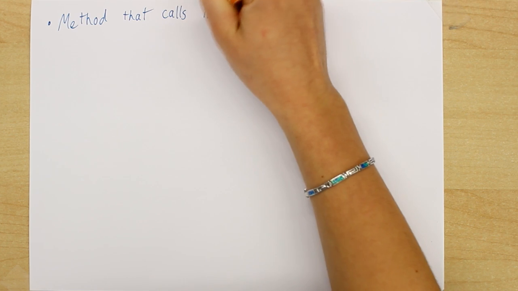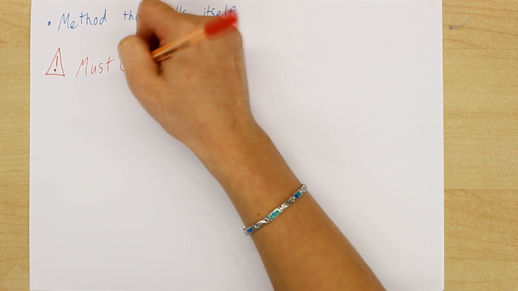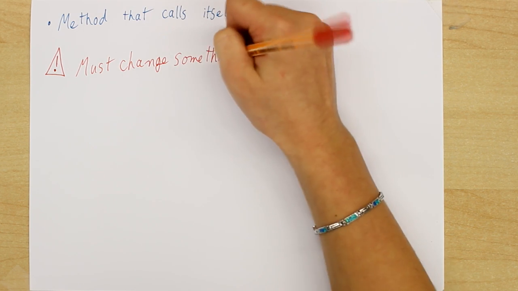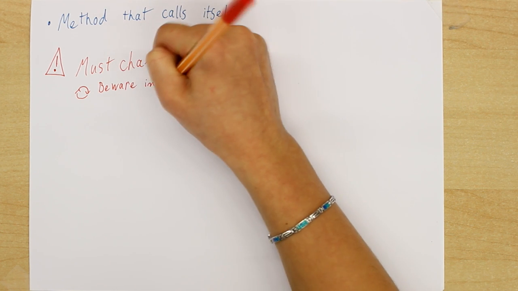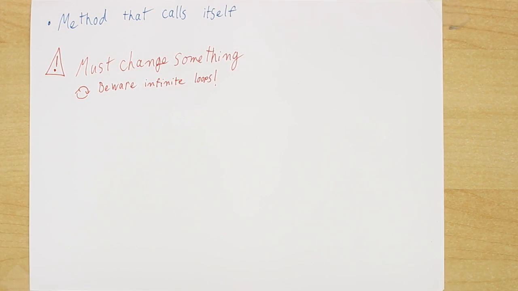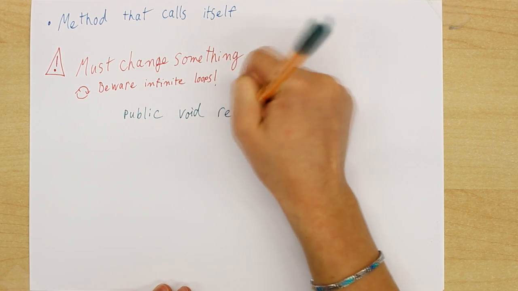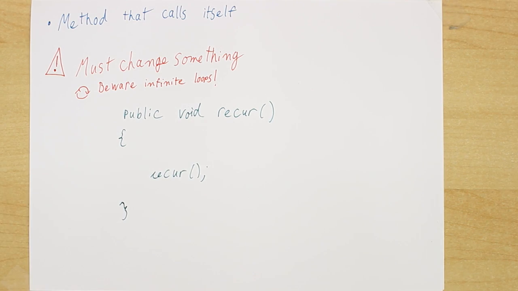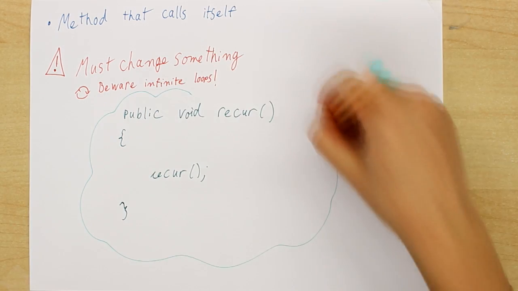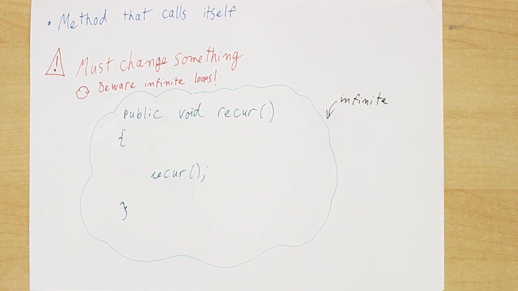It's quite easy to make a method that calls itself, but making one that is actually going to work and do something useful is not quite as easy. If you want your recursive method to be purposeful, you can't call the exact same method once again. You're going to have to change a little something, or else it's going to end up being an infinite loop. So this method, for example, public void recur, which contains only recur, would be a textbook infinite loop. So every time you call recur, it just calls itself again, and it's never going to end.